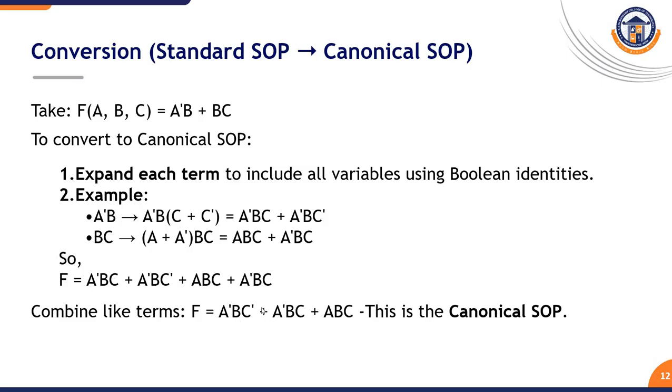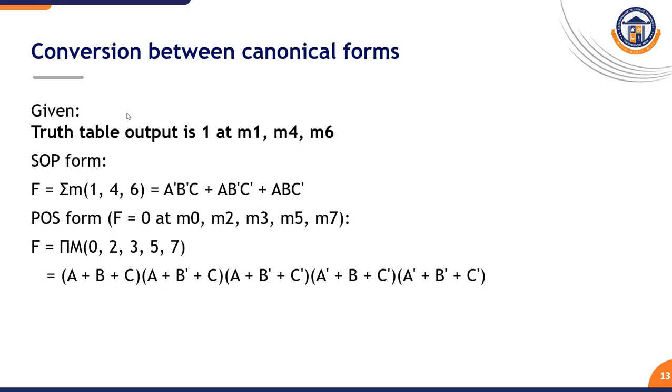See here each product term contains all the input variables, that is A, B, C. Here we don't have all the input variables in each product term. Here C is missing, here A is missing. This is standard form and this is the canonical form.